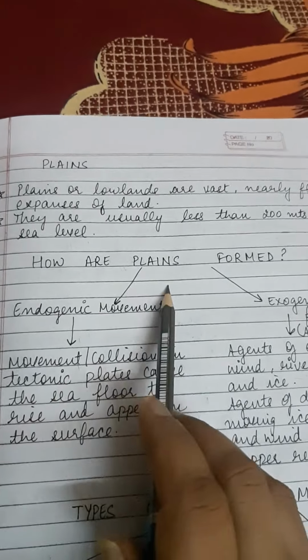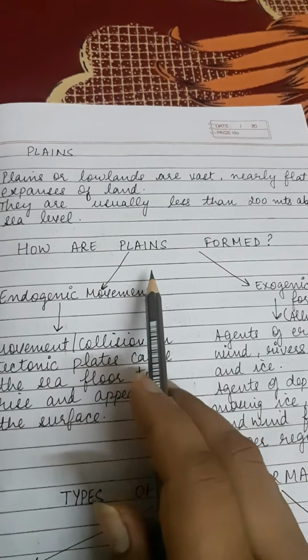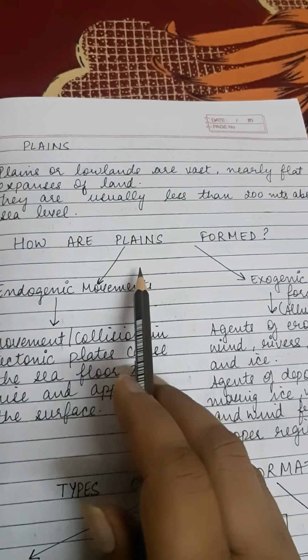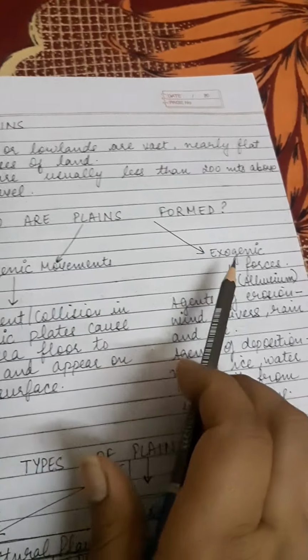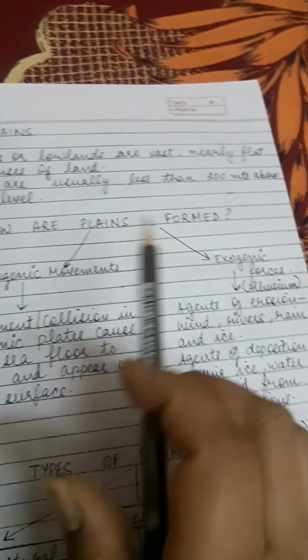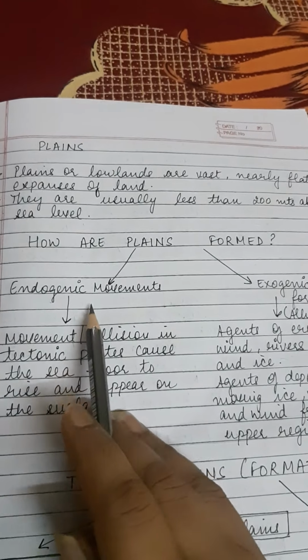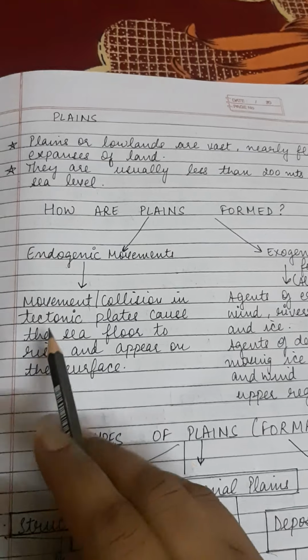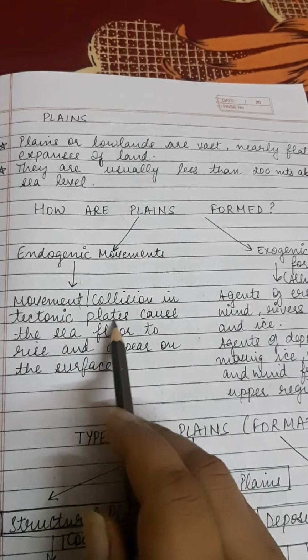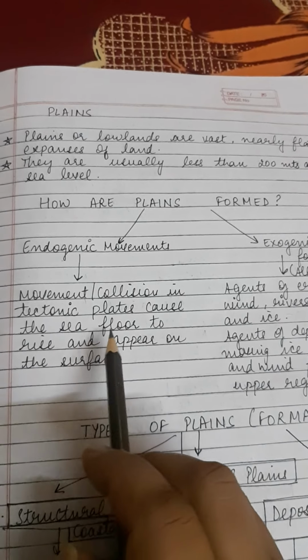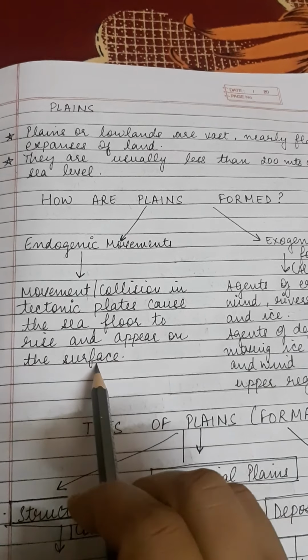Now, how are plains formed? Plains can be formed by again two movements which we discussed earlier, the endogenic movements and the exogenic forces. Now, again, we will repeat what the endogenic movements are. The movement or collision of the tectonic plates causes the sea floor to rise and appear on the surface.